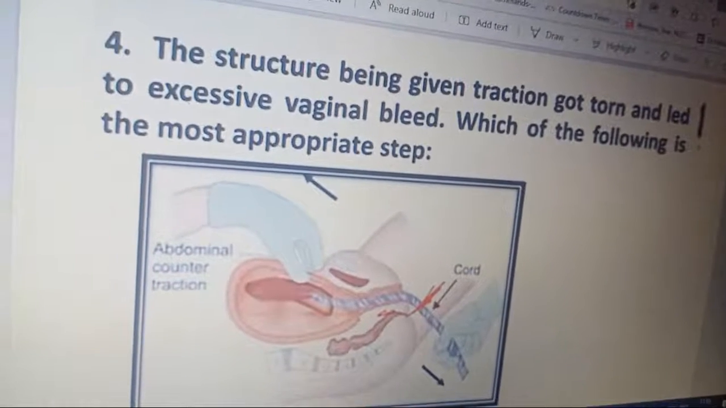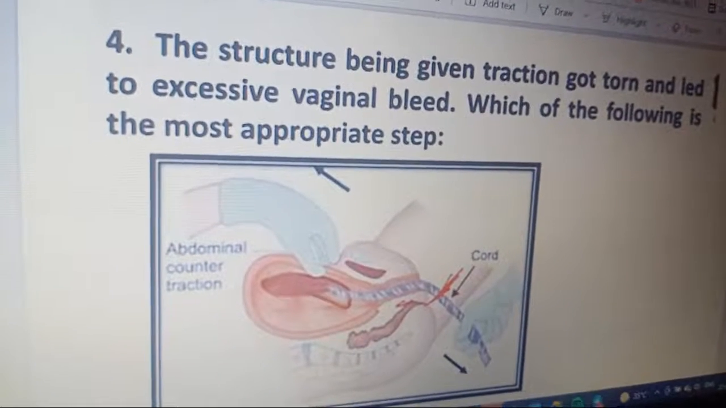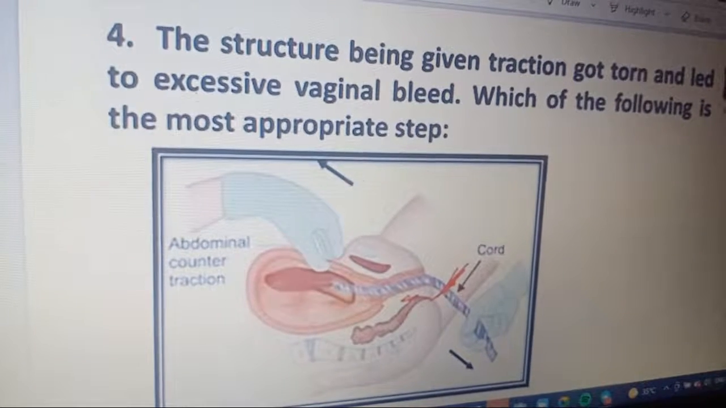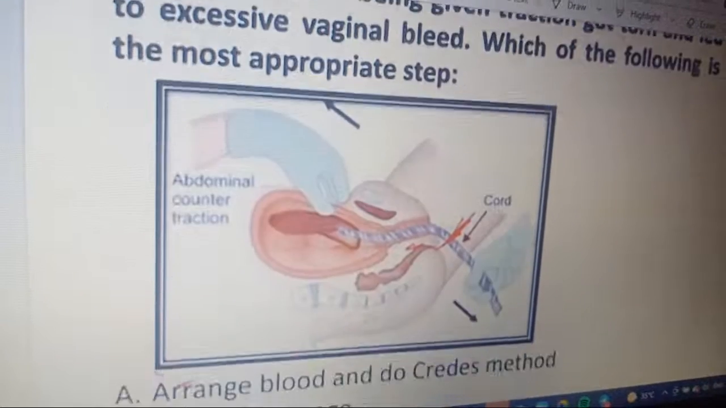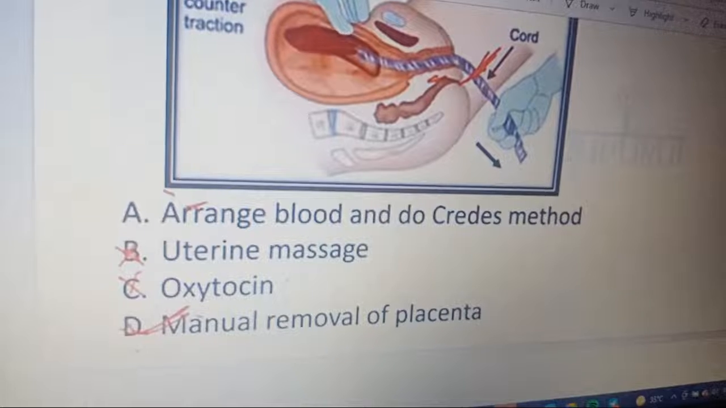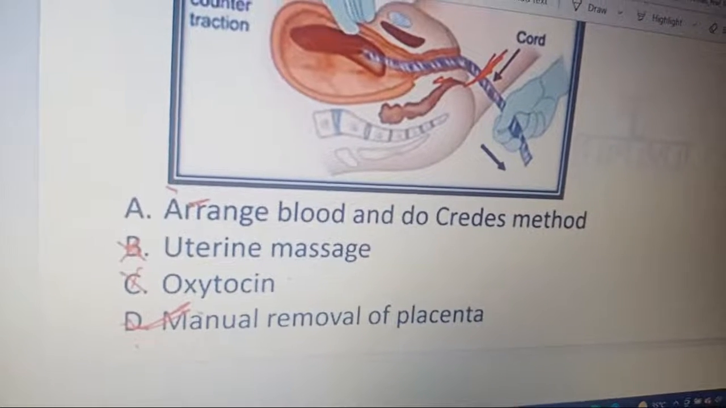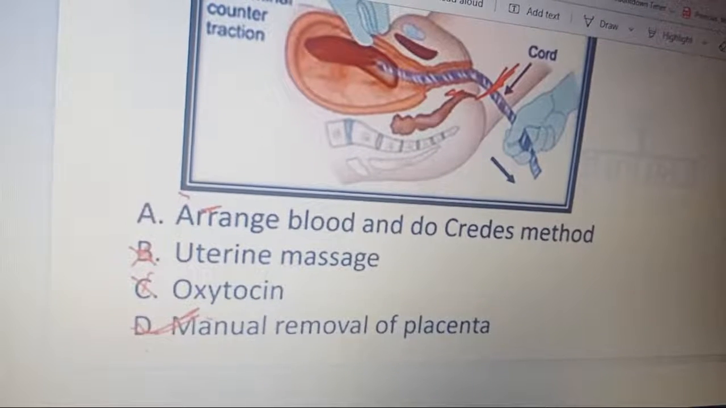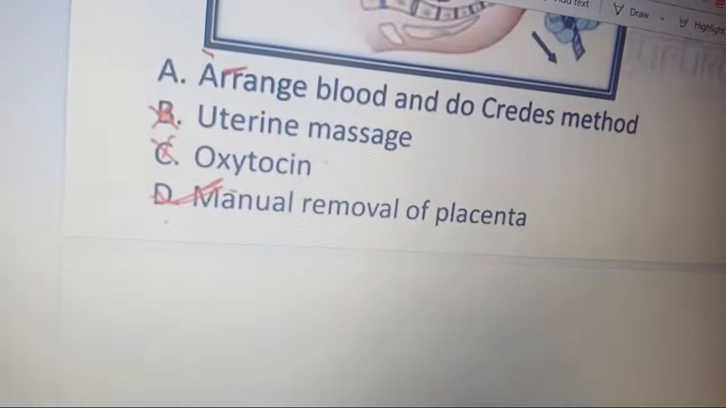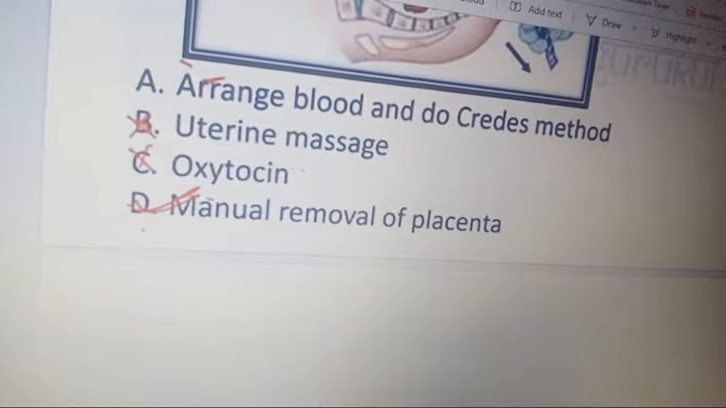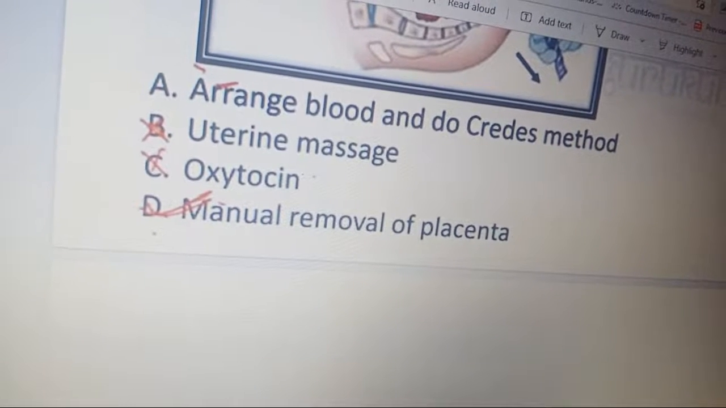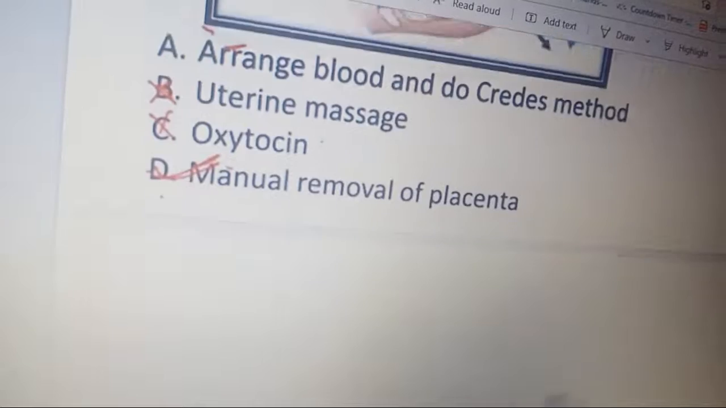The structure being given traction got torn and led to extensive vaginal bleed. Which of the following is the most appropriate step? So here the placenta is to be removed. So here we are doing the manual removal of placenta. The oxytocin can't be given again, and this should not be done because it is not postpartum hemorrhage.